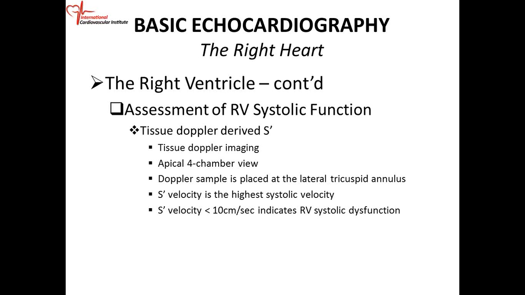Very accurate. When we do a nuclear study, which is one of the best methods to evaluate RV function, bar none, and we correlate S prime with the nuclear study, S prime is very, very accurate. It predicts RV systolic function very well.